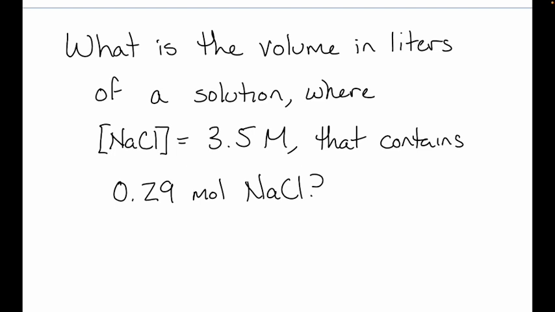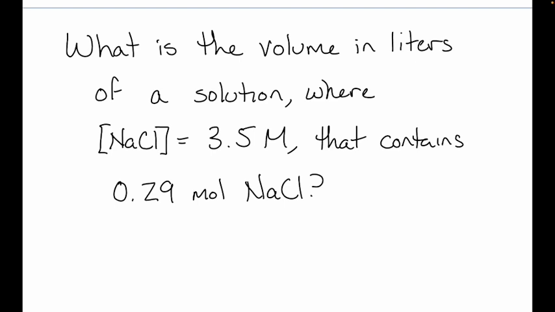Okay, so I have this bottle here of sodium chloride that's 3.5 molar, and I need 0.29 moles of sodium chloride in my experiment. I need to know how much of this I need to pour into my beaker and take over and do my experiment, right? That's what we're trying to solve here. What volume of this solution should I be using that accounts for that 0.29 moles?